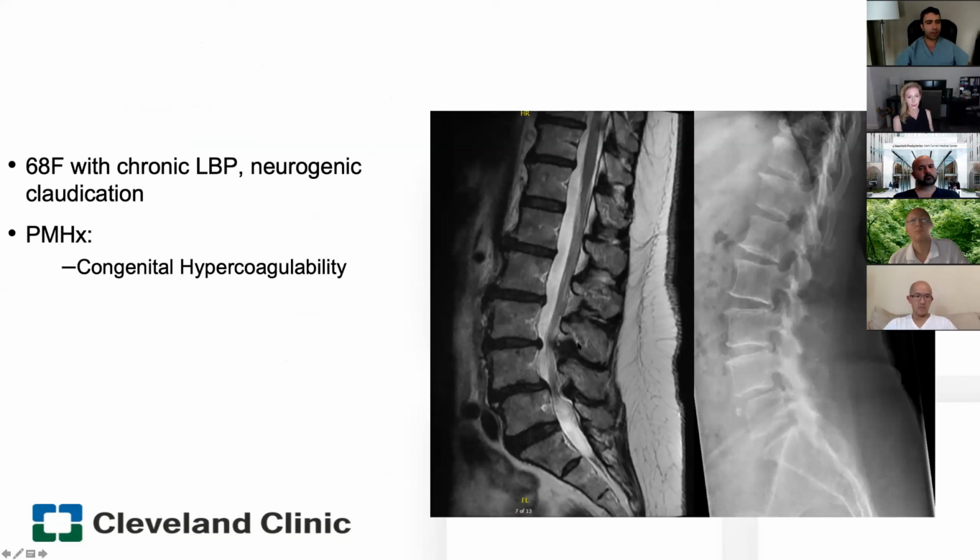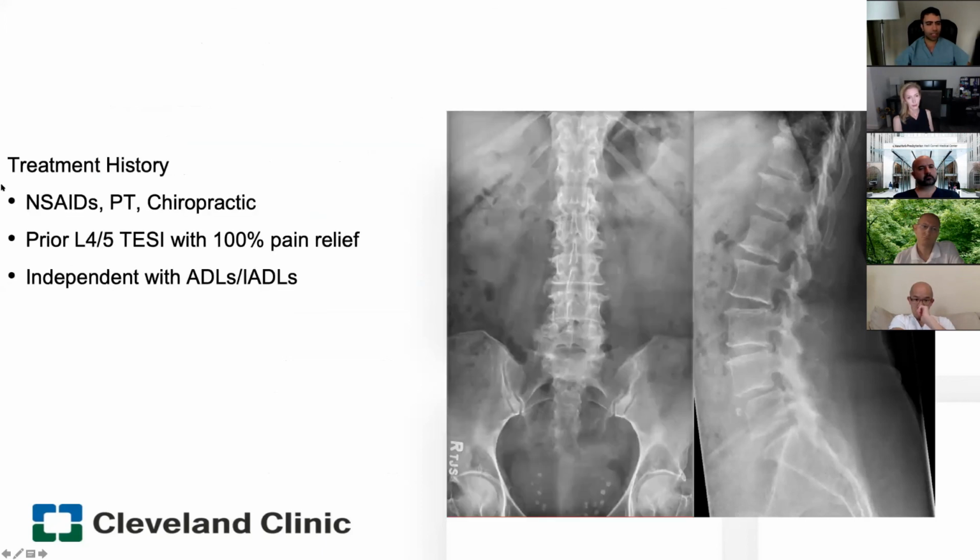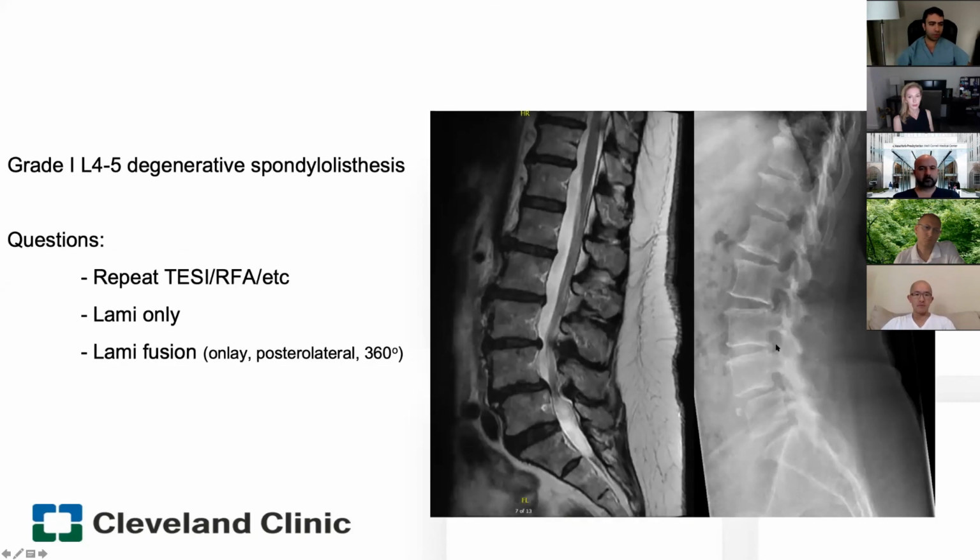So, a 68-year-old lady, chronic low back pain, neurogenic claudication, has a grade 1 spondy at L4-5. She has a past medical history of congenital hypercoagulability, not that it really matters here. She's tried NSAIDs, PT, the typical stuff. She got a TSI at L4-5, 100% pain relief, came back after, let's say, a month or so. She's independent with her ADLs and IADLs. How many of you are going to, A, repeat those modalities, B, do decompression only, no fusion, or C, do a laminectomy and fusion, and it's up to you which one you want to do?